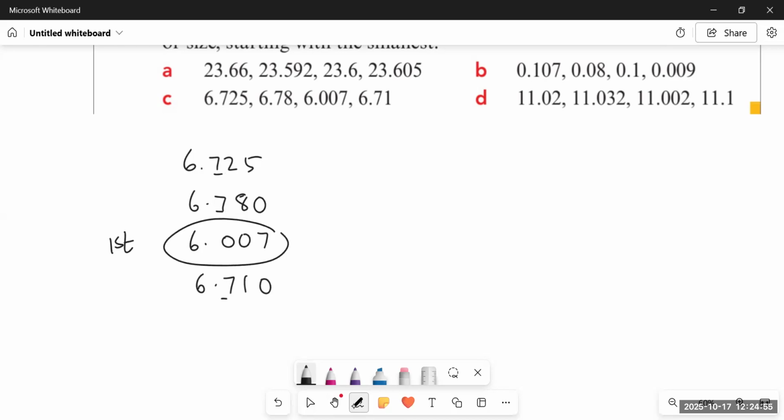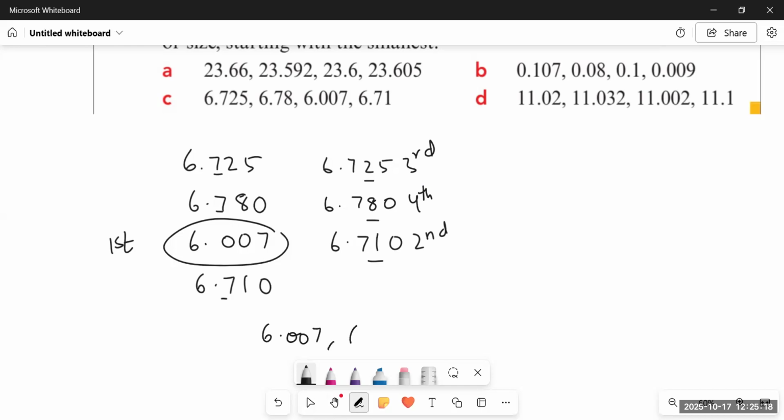Then we will compare the other three, 6.725, 6.780, and 6.710. So we'll now compare the hundredths place, 2, 8, and 1. Among these three, 1 is the smallest, so this one will come second. 2 is larger than 1, and 8 is the largest. So the order would be like this: 6.007, 6.71, 6.725, and 6.780. That's all.